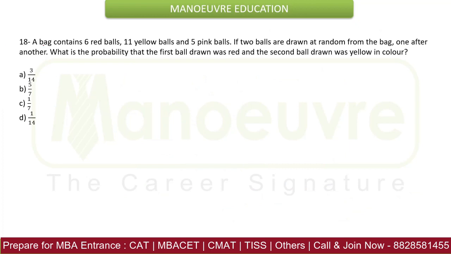Now a bag contains 6 red balls, 11 yellow balls and 5 pink balls. If two balls are drawn at random from the bag, one after another, what is the probability that the first ball drawn was red and the second ball drawn was yellow in color?